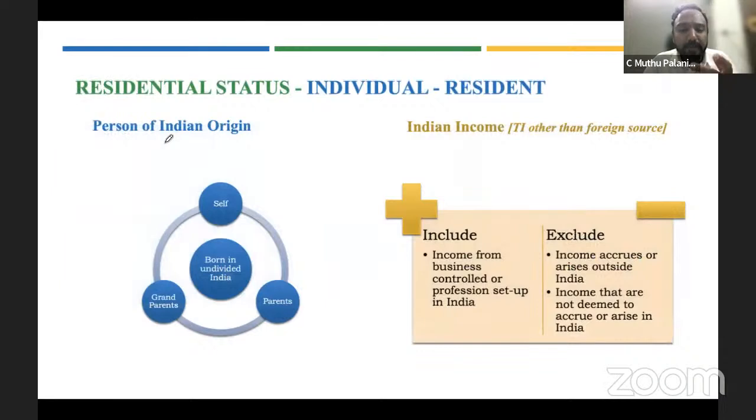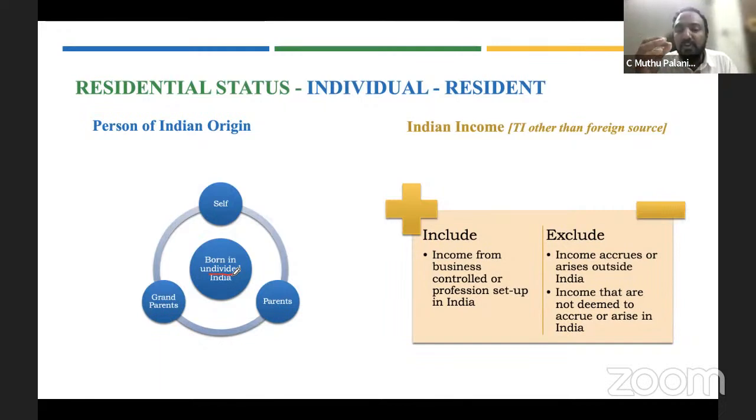With respect to this, we spoke about a couple of terms: person of Indian origin and Indian income. So what do you mean by person of Indian origin? A person of Indian origin is basically one where either the self, the parents or the grandparents were born in undivided India. Please remember, they were born in undivided India, when India, Pakistan, Sri Lanka, Bangladesh were all considered as one single country. Post-independence only, we split between India, Pakistan, and Bangladesh. So that is called undivided India. So if you or your parent or grandparent were born in one of these countries, then you're called a person of Indian origin.